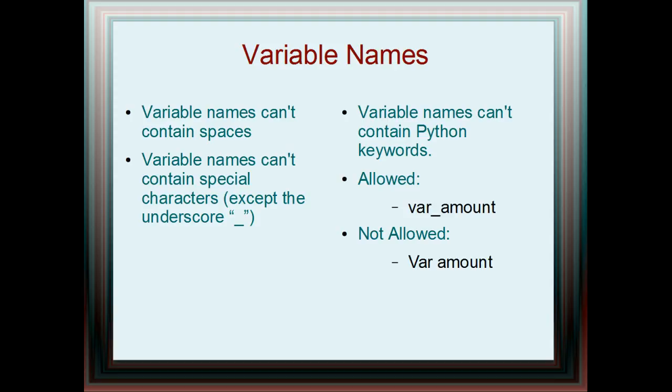Python language keywords will be highlighted in nearly any available Python editor, so they can be easily identified. Also, variable names in Python cannot contain any special character with the exception of the underscore character. In this slide, you can see some examples of both good and bad variable names.